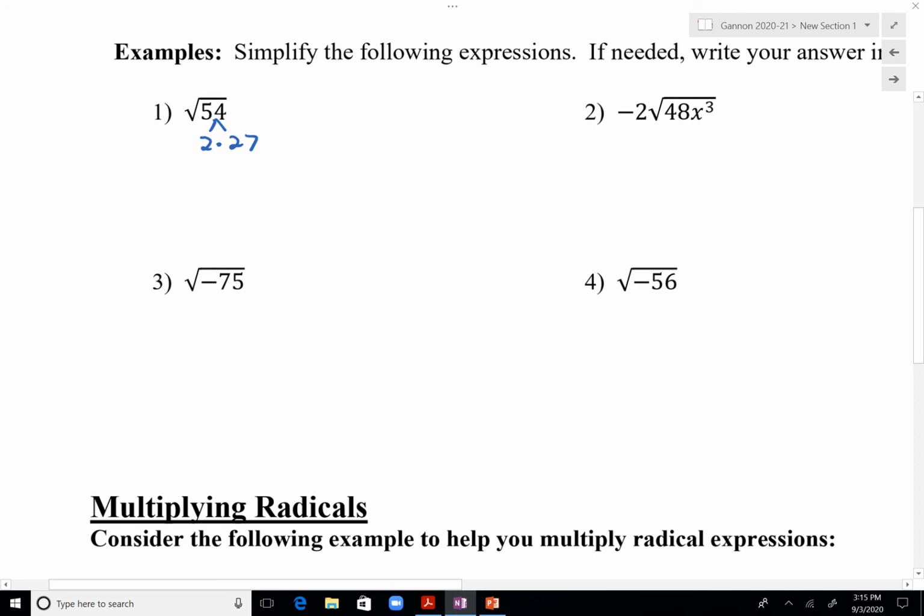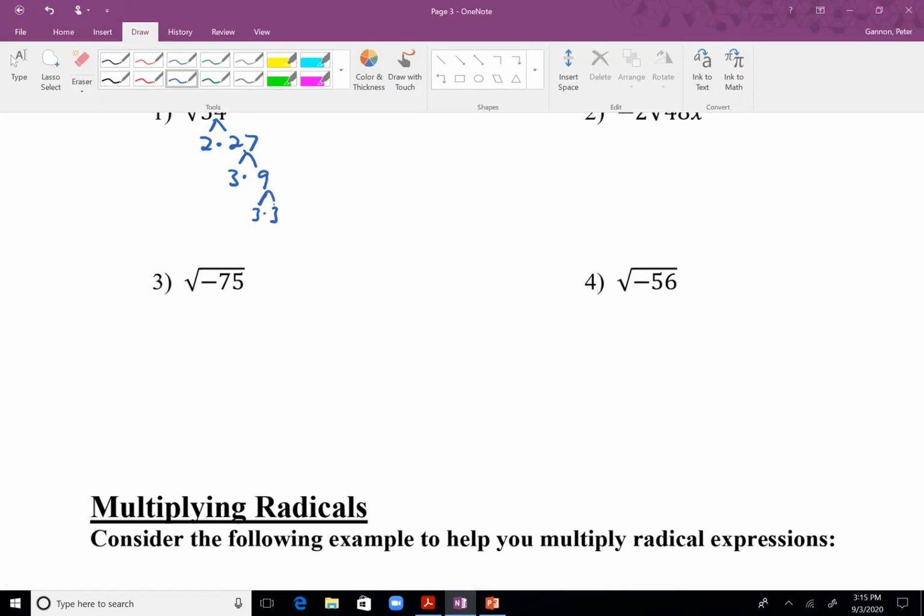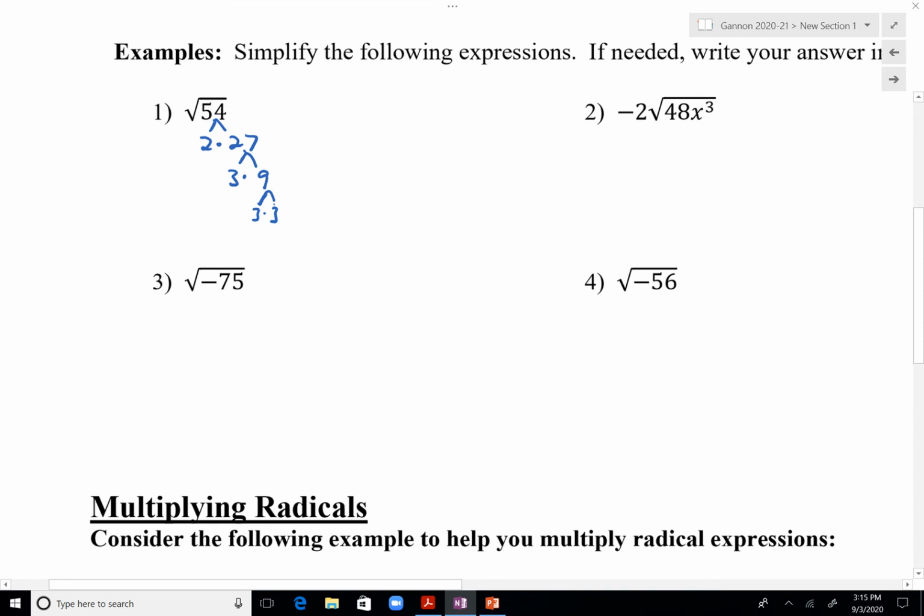27 is an odd number, which means 2 does not go into it. So then I'm going to go to 3. 27 is 3 times 9. 9 is 3 times 3. So by doing that, what I'm looking for is pairs, because whenever there's a pair, when I multiply them, that's a perfect square.